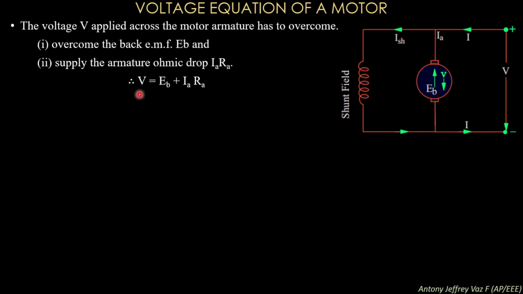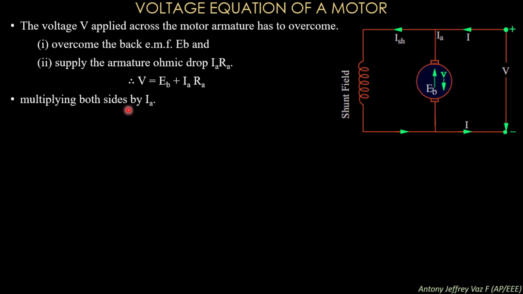So we can define the total voltage V which is supplied. V will be equivalent to EB plus IaRa. So this voltage V will be higher when compared to the back EMF. V will be equal to EB plus IaRa, where IaRa is the ohmic drop present in the armature.